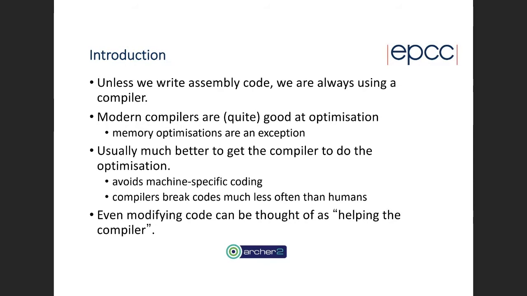On the whole, it's much better to try and get the compiler to do the optimization for you. It avoids you doing specific coding, and compilers are not infallible, but they break codes much less often than humans do. And even if we are modifying code, then we can think of that as trying to help the compiler, because the compiler is still there. And it's useful to think of it that way, as code modifications are what you do to help the compiler do its job better in many circumstances.